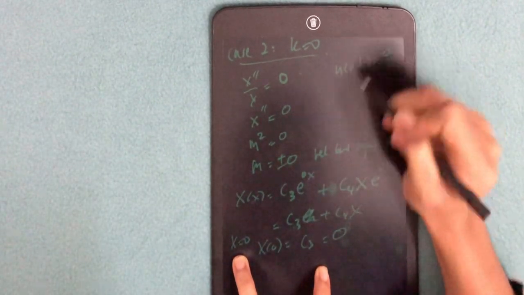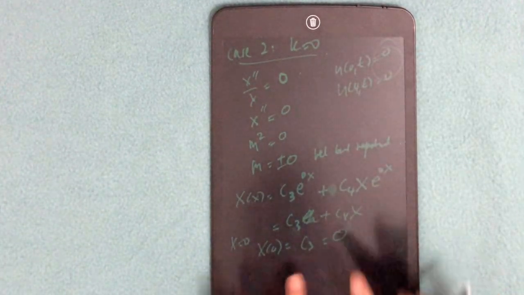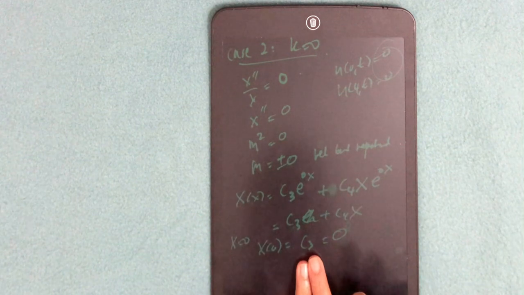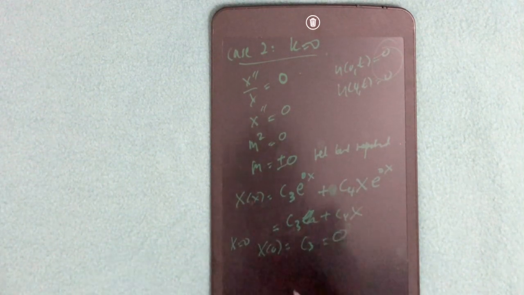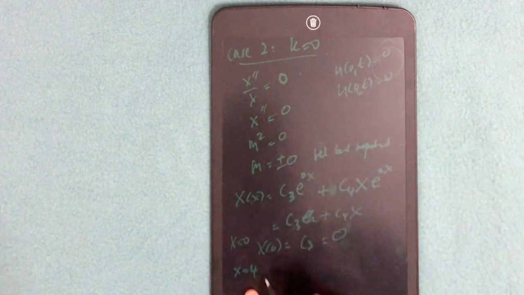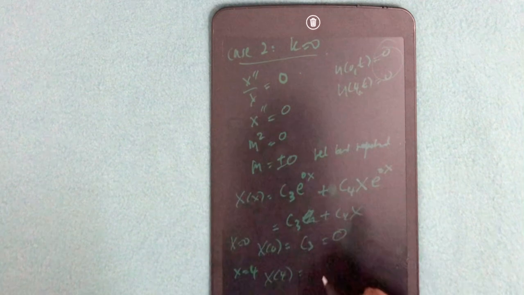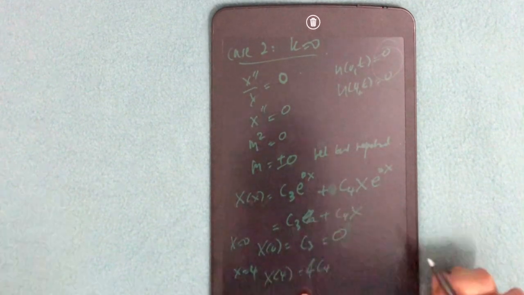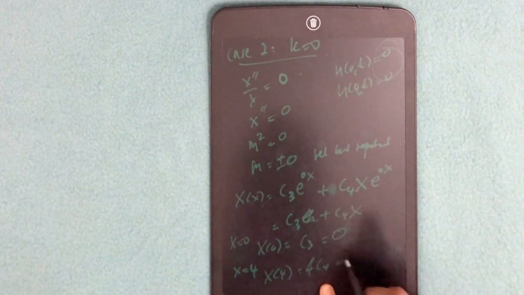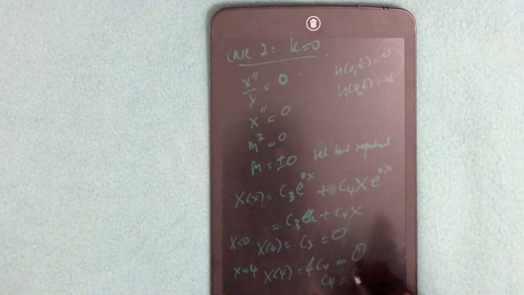U(0,t) equal to 0, U(4,t) equal to 0. Okay, equal to 0. So therefore, you already have the value for C3 equal to 0. Now to get C4, using the second boundary condition, x equal to 4. C3 is already 0, so you are left with C4. So 4C4, and this equation also equals 0. So therefore, C4 also equals 0.